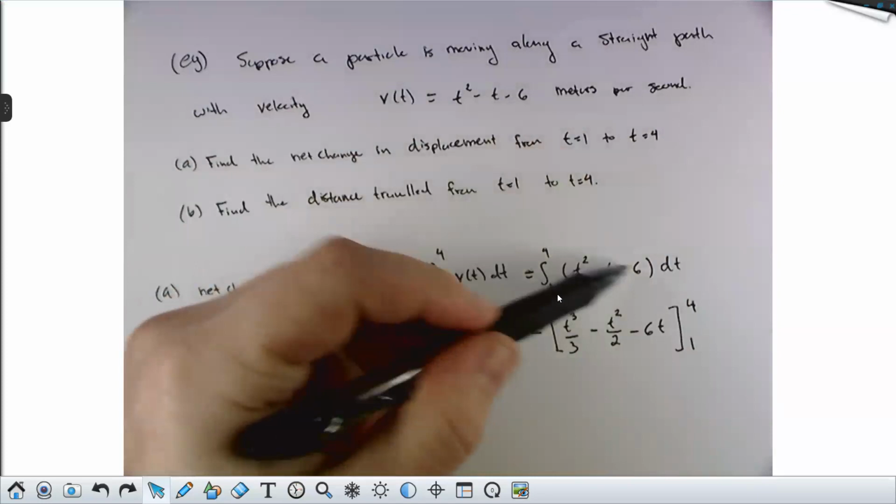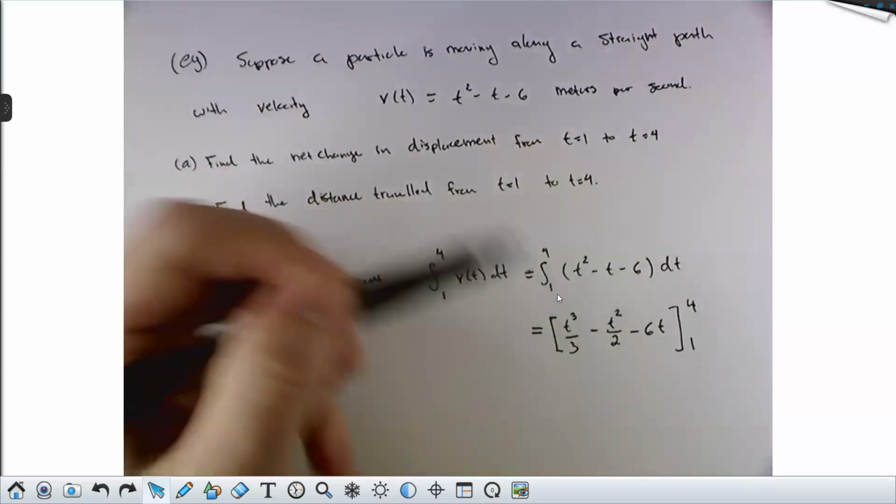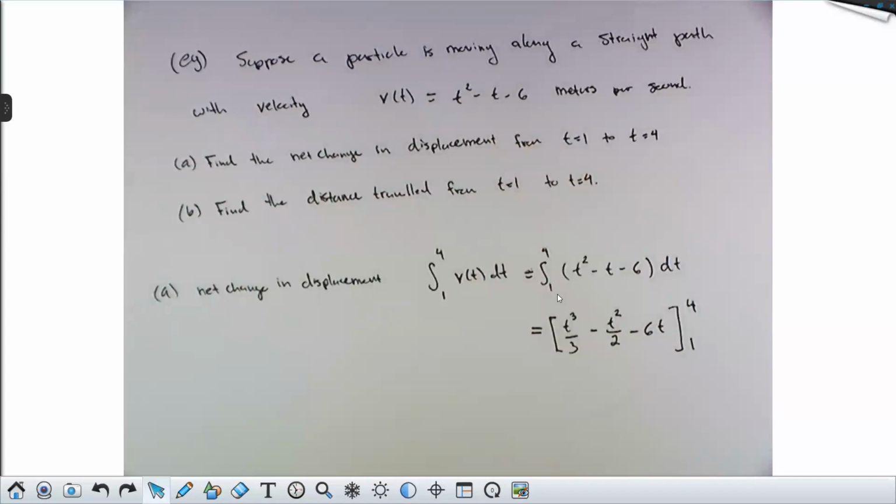Because all of these pieces are separated by addition and subtraction, we can do each one on their own. If they were being multiplied or something like that, then we'd have to do something else. But remember, antiderivatives, you can split them up over addition and subtraction. So each one of these pieces, I know the antiderivative for. So I can just take each antiderivative on its own because they're just being subtracted.